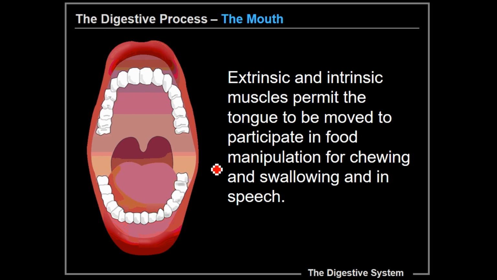The extrinsic and intrinsic muscles permit the tongue to be moved to participate in food manipulation for chewing and swallowing, and also involved in speech. It takes a lot of coordination for speech. Some of you that have younger siblings may remember them when they were toddlers learning how to speak. They understand what you say to them, but they have a difficult time forming those words and speaking back with you.